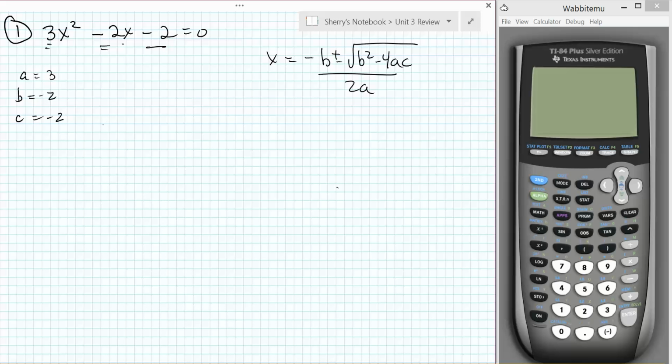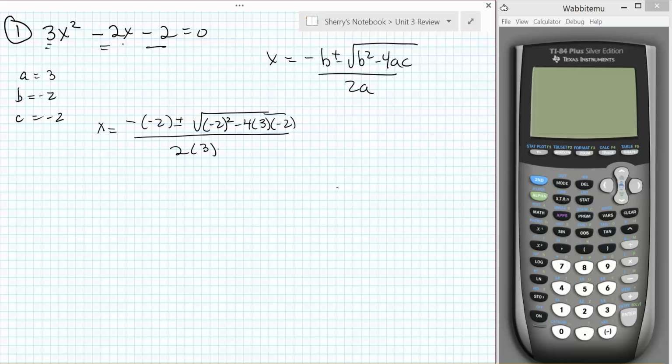So if we rewrite our quadratic formula, plugging these values in, we get negative negative 2 plus or minus the square root of b, which is negative 2 squared, minus 4 times a times c. So we can put our 3 and negative 2 in there, and we want to divide by 2 times a, so that gives us our 2 times 3. Now we just need to evaluate and simplify our solution.